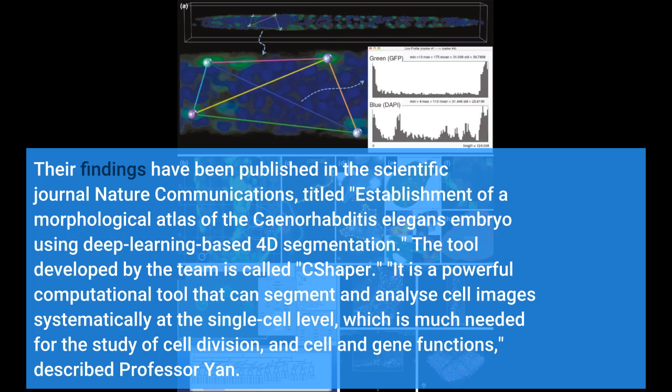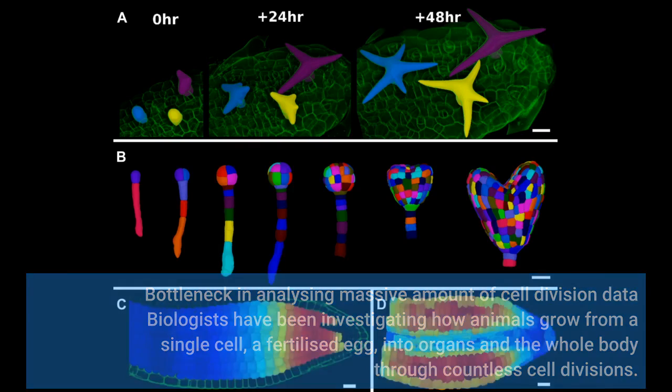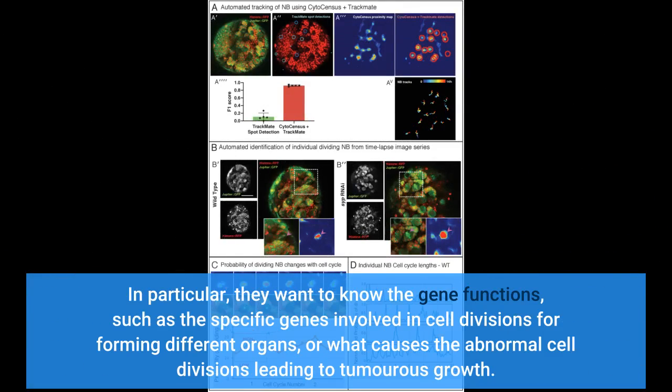It is a powerful computational tool that addresses the bottleneck in analyzing massive amounts of cell division data. Biologists have been investigating how animals grow from a single cell, a fertilized egg, into organs and the whole body through countless cell divisions. In particular, they want to know the gene functions, such as the specific genes involved in cell divisions for forming different organs, or what causes the abnormal cell divisions leading to tumorous growth.